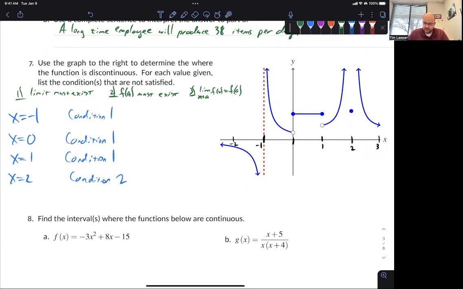There we go. And everywhere else, this is continuous. Good. And that's question 7. Have fun.